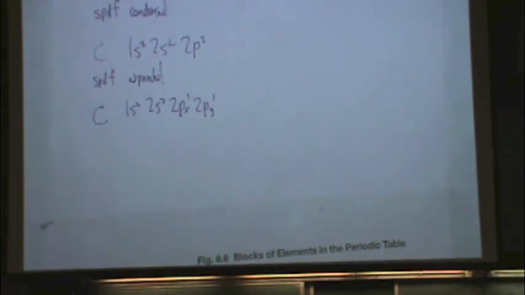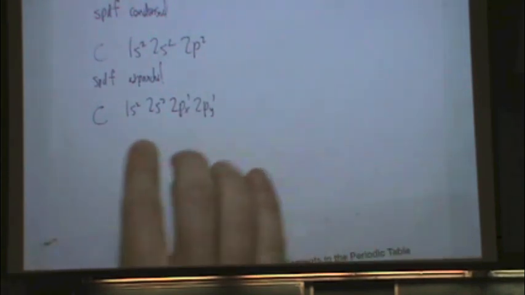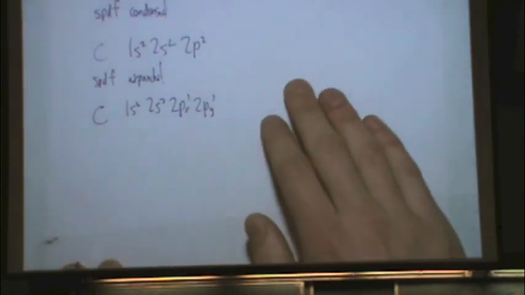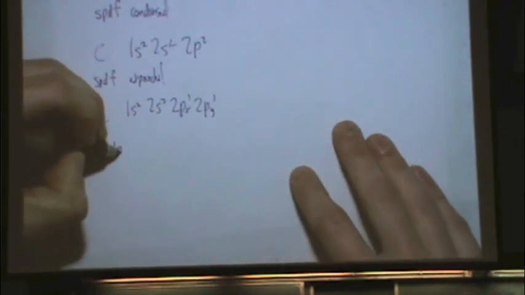So most often you're going to use the condensed, or you'll use the next one I do, which will be the orbital diagrams. So any questions here? We'll talk about orbital diagrams. So in this version, we're going to draw everything explicitly. So let's talk about carbon again.